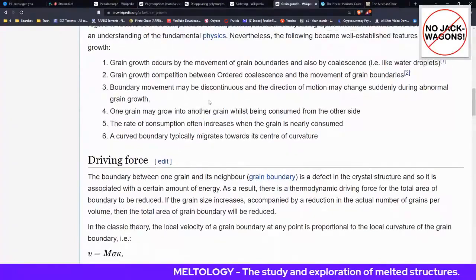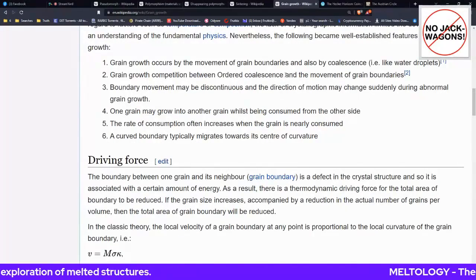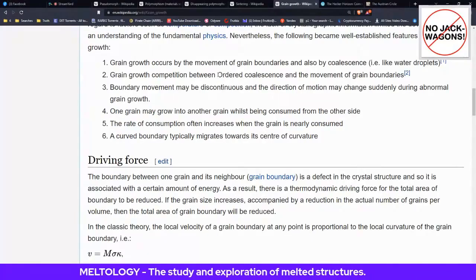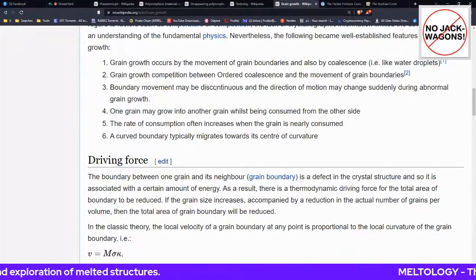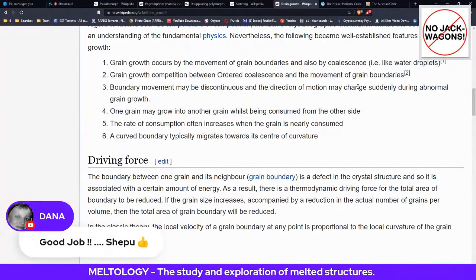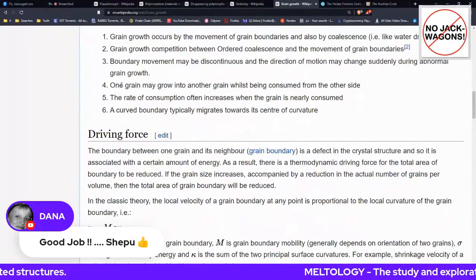That's why there's definitely water involved in different places in this X factor. That's why we can see different sizes of these stones in the Peruvian ruins. Small ones and big ones, but they are all still in order. And the direction and motion may change suddenly during abnormal grain growth. So just a gust of wind can change the growth and make it abnormal. This is what they're saying.